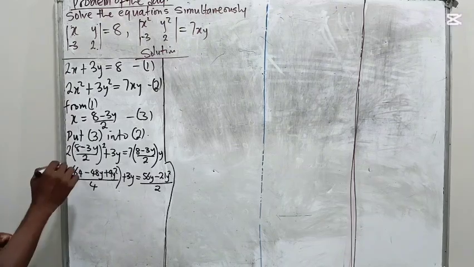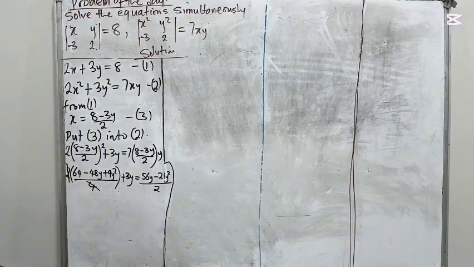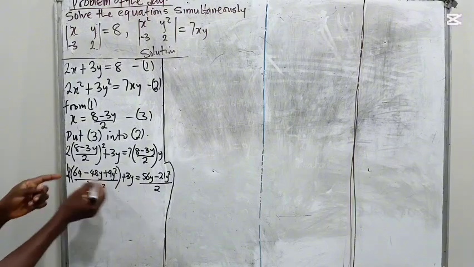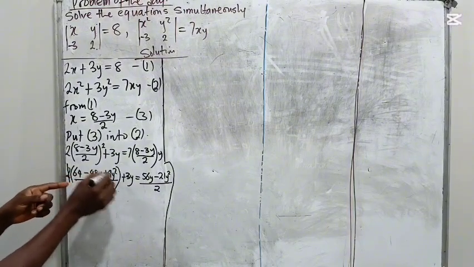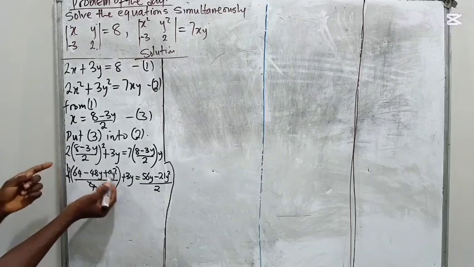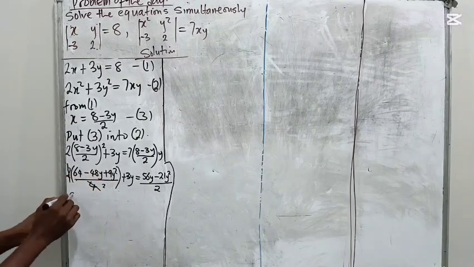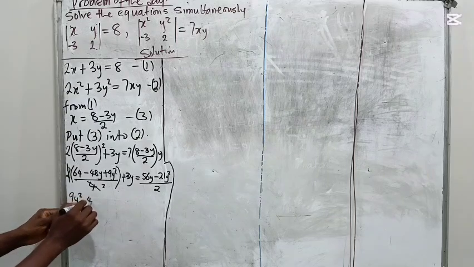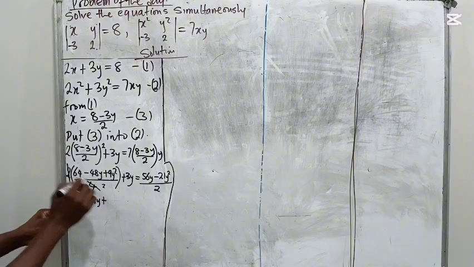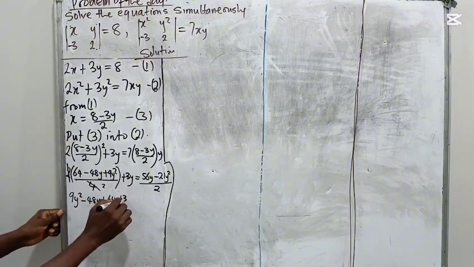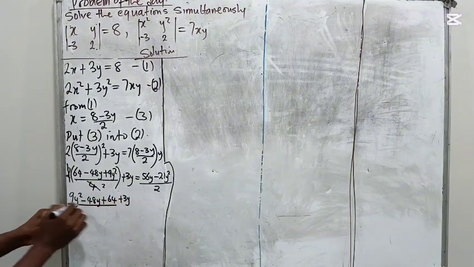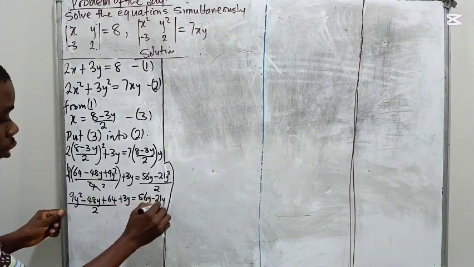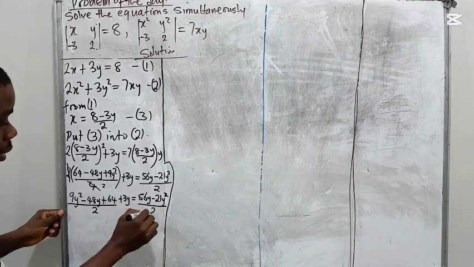Again, this 2 can divide this 4. When they divide, here remains only 2. We can restructure this and write it in a way, because addition is here, we can restructure it like this. So we have 9y squared minus 48y plus 64 plus 3y, divided by 2, plus 3y is equal to 56y minus 21y squared divided by 2.